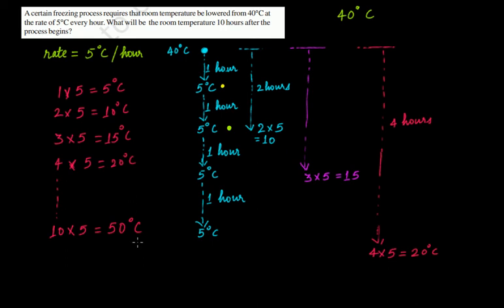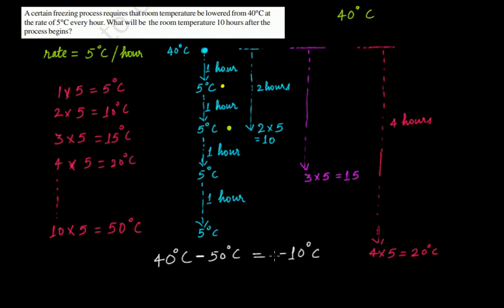Now notice, these are the temperature drops. That is, by this amount, our temperature has dropped. But this is not telling the room temperature. It's telling by what value our room's temperature has dropped. So this is dropped by 50 degrees Celsius. Your initial temperature was 40 degrees Celsius. After 10 hours, your room temperature has dropped by 50 degrees Celsius. Someone will say, okay, then what's the room temperature? Since it was 40 degrees Celsius and has dropped by 50 degrees Celsius, this will be minus 10 degrees Celsius, my room temperature.